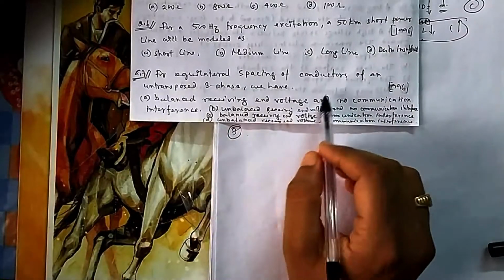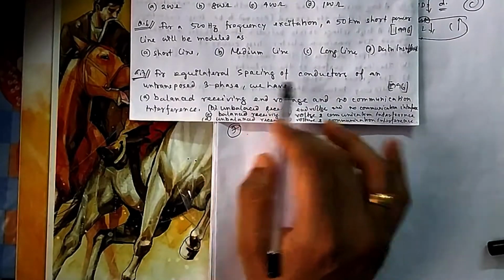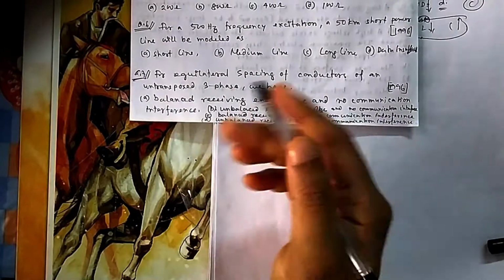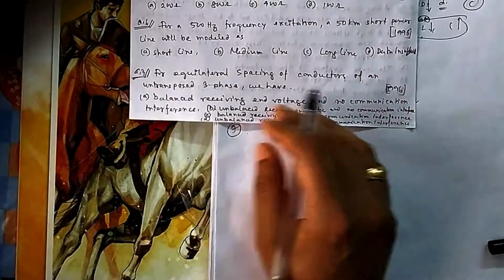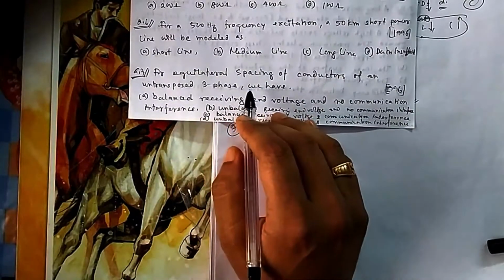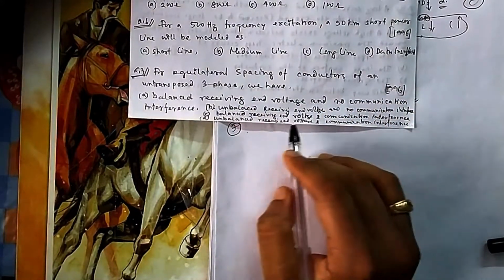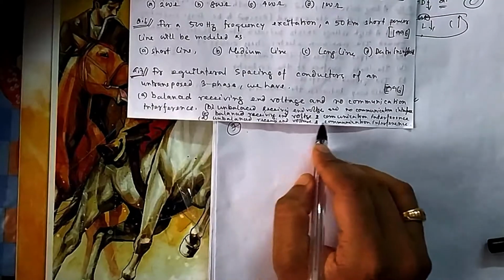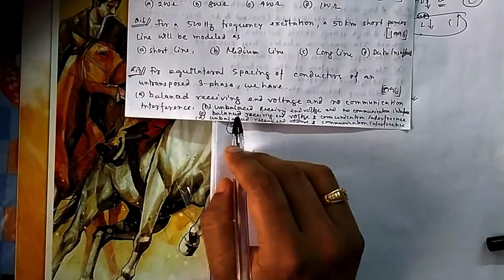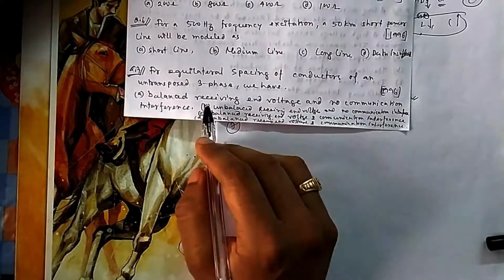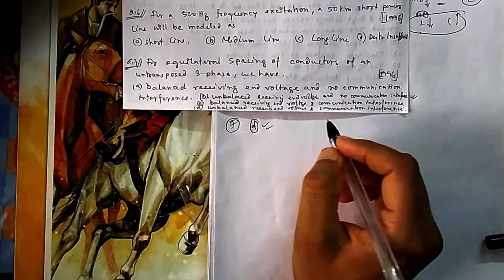For equilateral spacing of conductors of an untransposed three-phase line, it is untransposed. You know, transposition is done to strike a balance between the voltages at the receiving end, and with transposition there is also less interference in line communication. So you will get an unbalanced receiving end voltage and communication interference. That is your option D. Balanced, no. Unbalanced, no. Communication, no. So it is unbalanced receiving end voltage and communication interference.